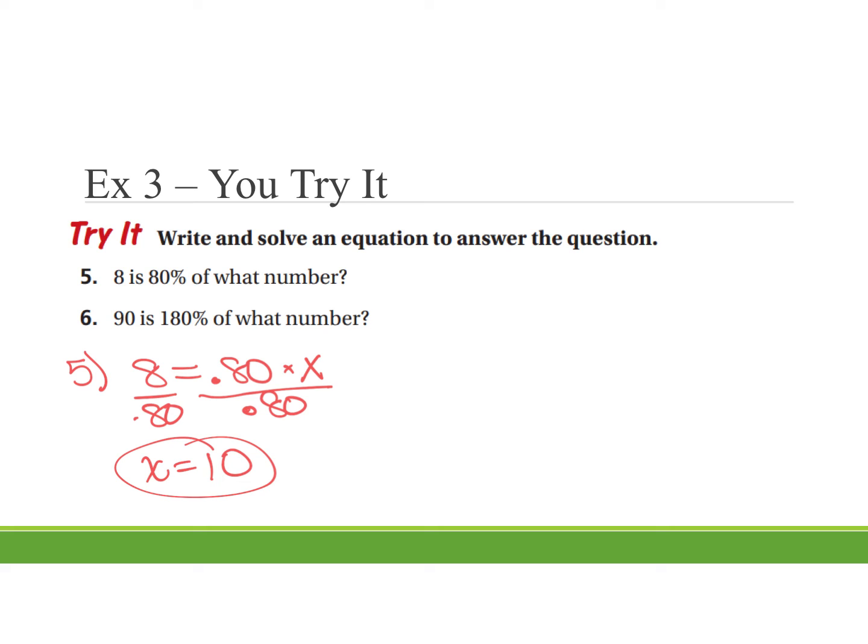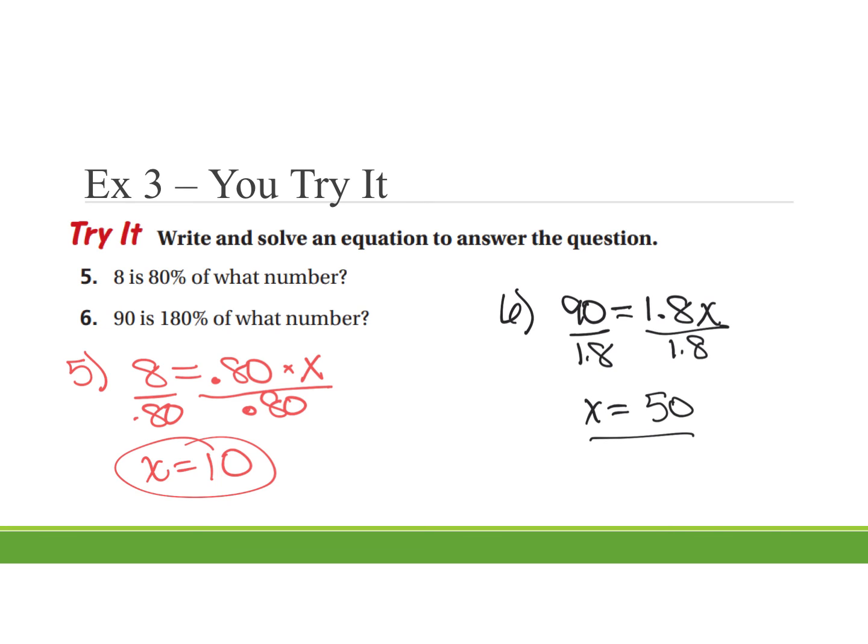For number 6, we're told that 90 is 180% of x, and 180% is really 1.8. So I divide both sides by 1.8, and I'm left with x is equal to 50. So 90 is 180% of 50.